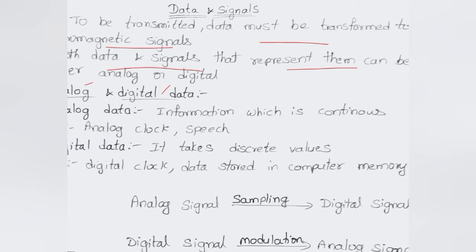Analog data means information which is continuous. The information which is continuous is called analog data. Examples are the analog clock and speech. Here the data will be in the continuous format. In an analog clock, that means the normal traditional clock, the short hand represents the hours and the long hand represents the minutes. Based on the movement of the short hand and long hand, we denote the time. So in the analog clock, the time is continuous.